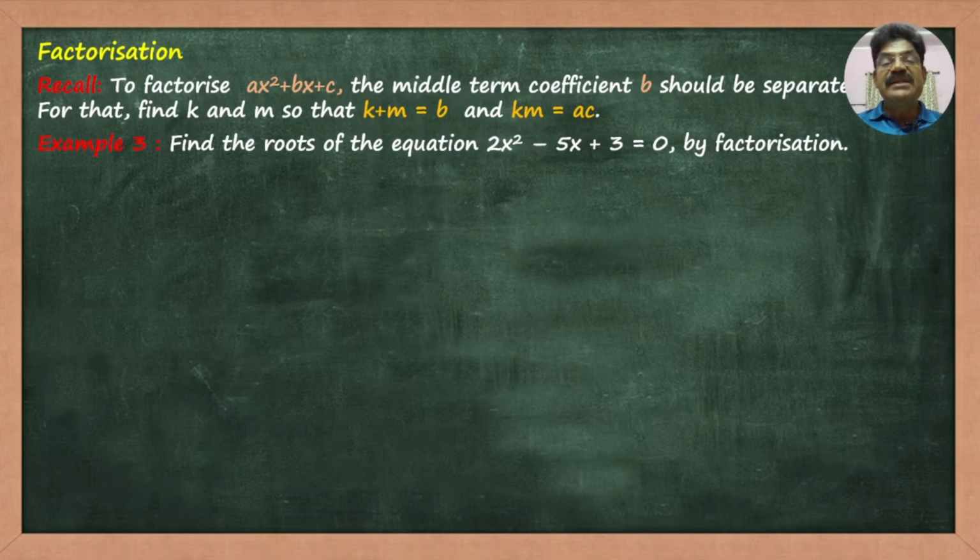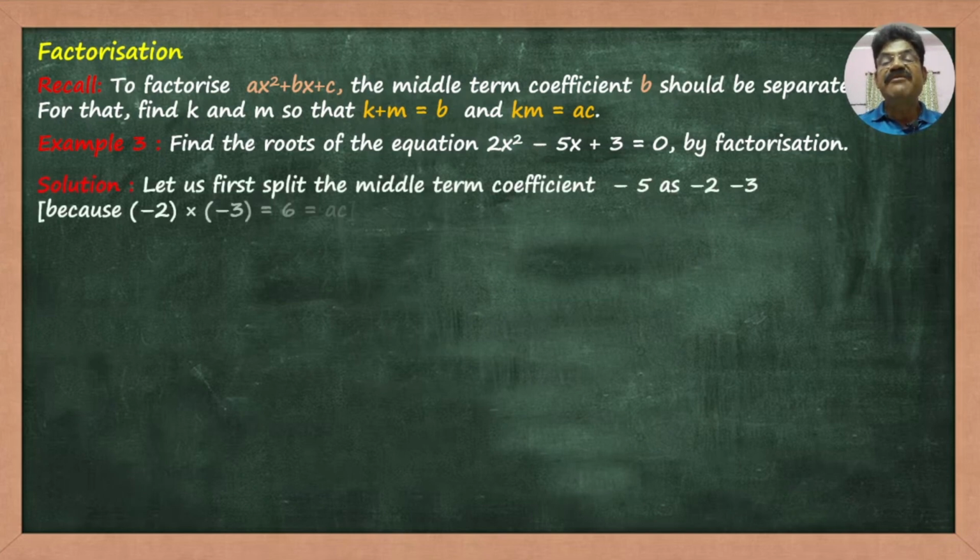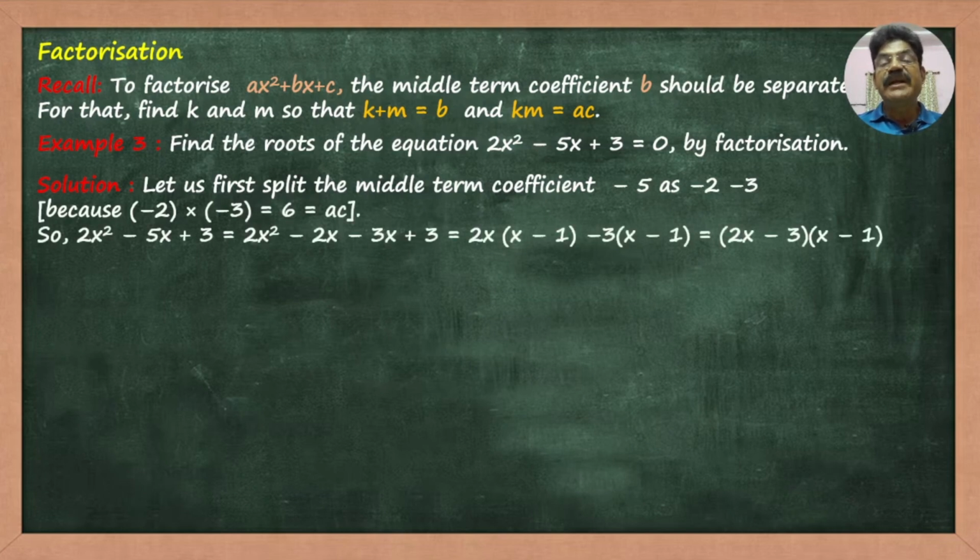Now, −5 can be written as the sum of −2 and −3 because −2 + (−3) is equal to −5 and (−2) × (−3) is equal to 6, which is equal to ac. Therefore, the given expression can be written as 2x² − 5x + 3 = 2x² − 2x − 3x + 3. In the first two terms, 2x is common. You take it outside and you will be left with x − 1. In the last two terms, −3 is common. You take it outside and you will be left with x − 1.